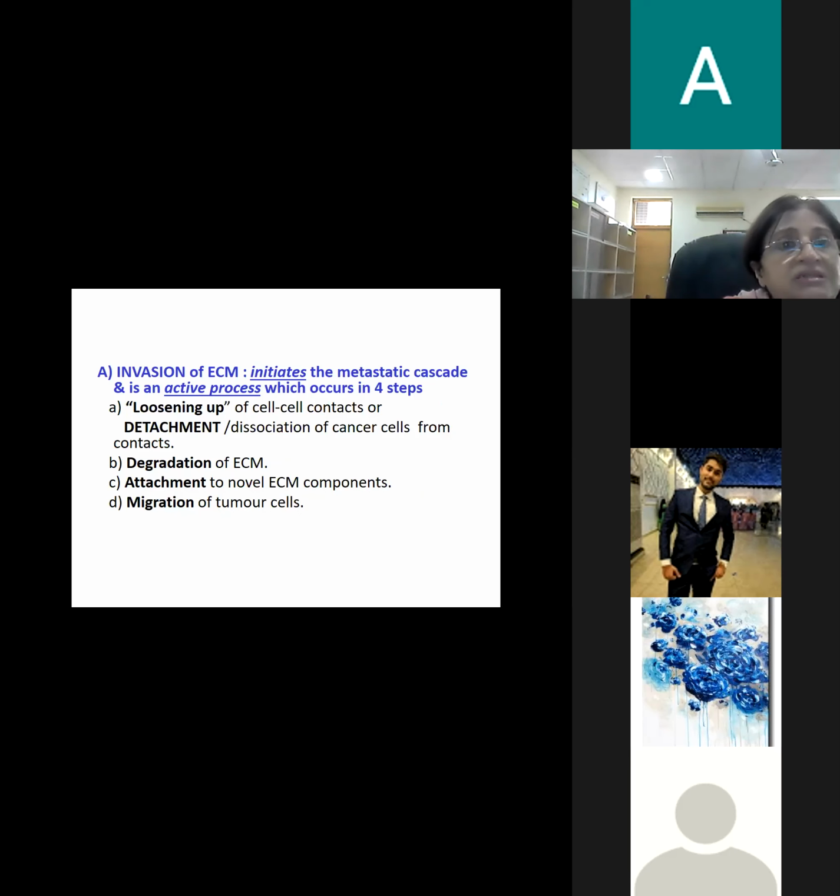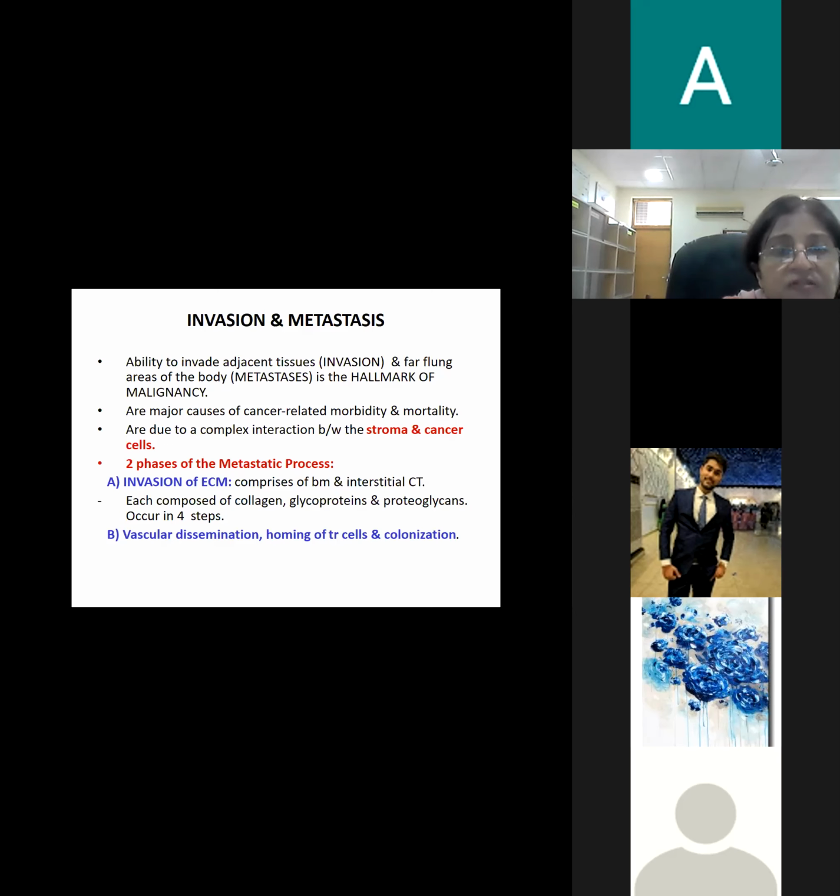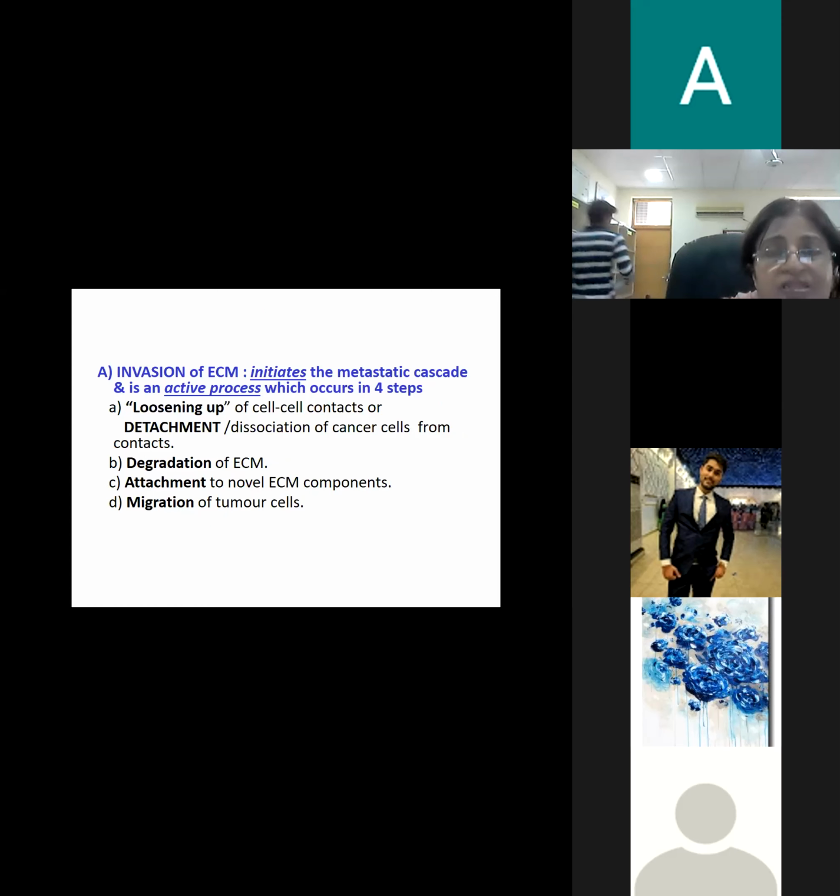So number 1 is the first step of invasion. Invasion is an active process, and it is the first process which initiates the metastatic cascade. The first step in metastasis is invasion of the extracellular matrix. This is the initial step, and it is an active process. And it occurs in 4 steps.